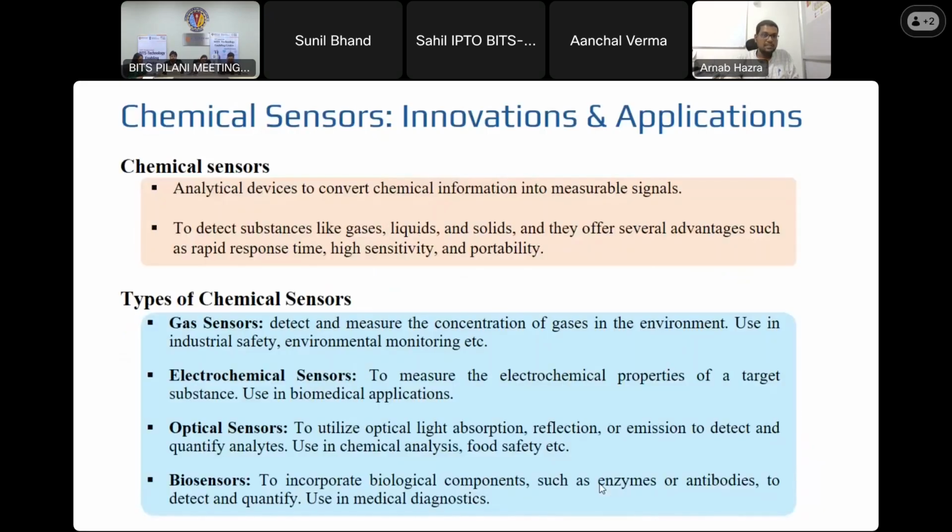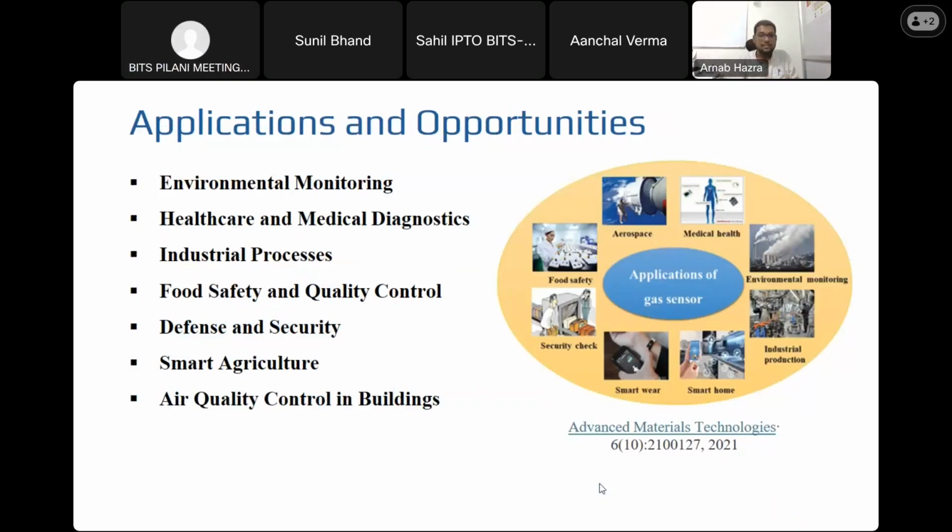I have added a few more slides regarding some applications and the innovation perspective of chemical sensors, based on my 12, 13 years of experience in this area. Chemical sensors are basically classified as gas sensors, electrochemical sensors, optical sensors, and biosensors. An electrochemical sensor example was already given by Professor Sunil Bhand. And this is a typical example of gas sensors, having a lot of different application areas. I would like to show you different applications and opportunities where people can develop different types of gas and volatile organic compound detection sensors. They have a lot of market acceptability.